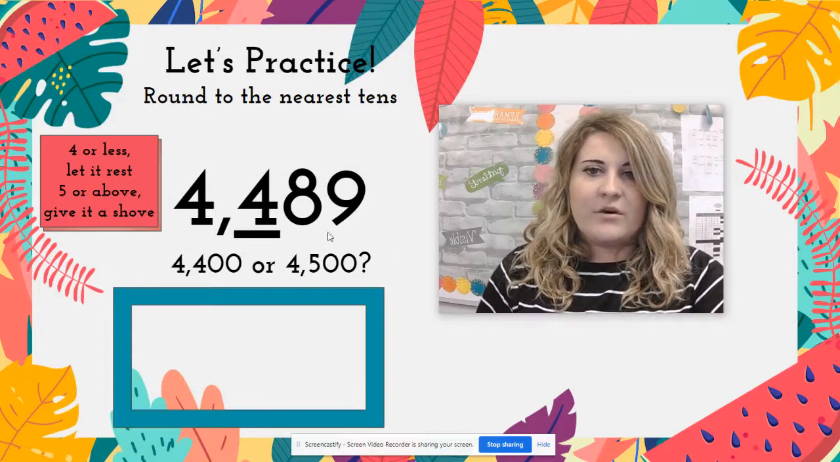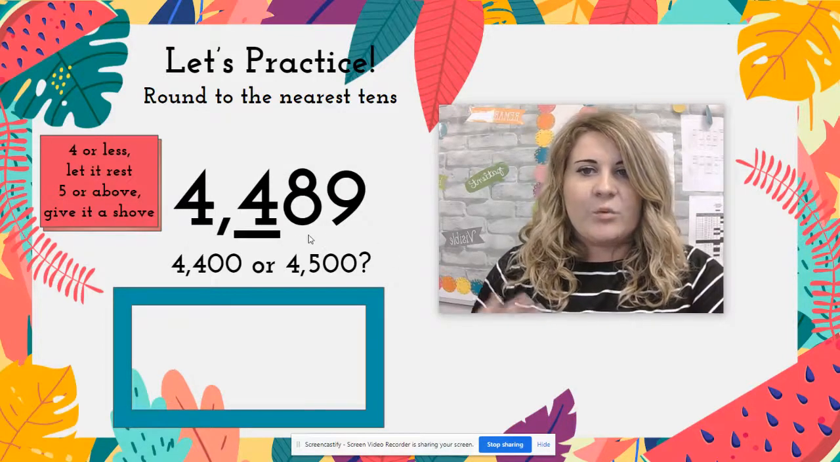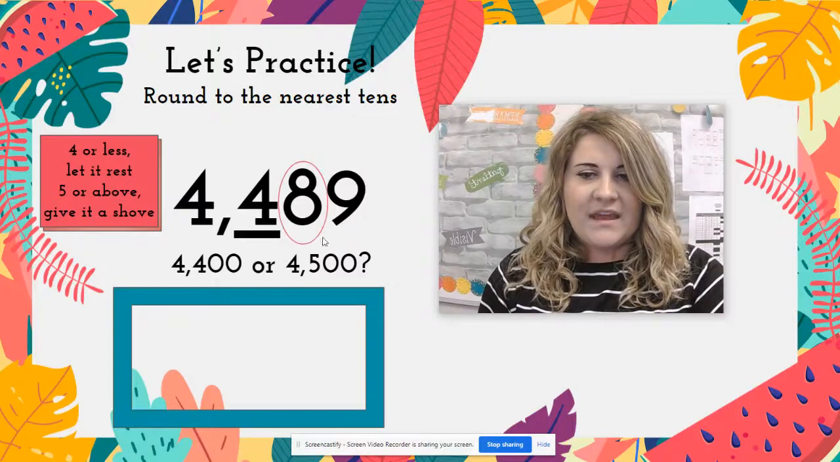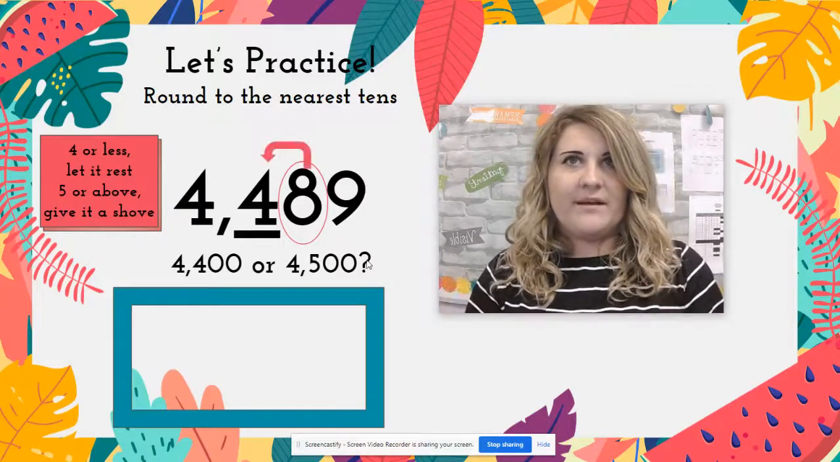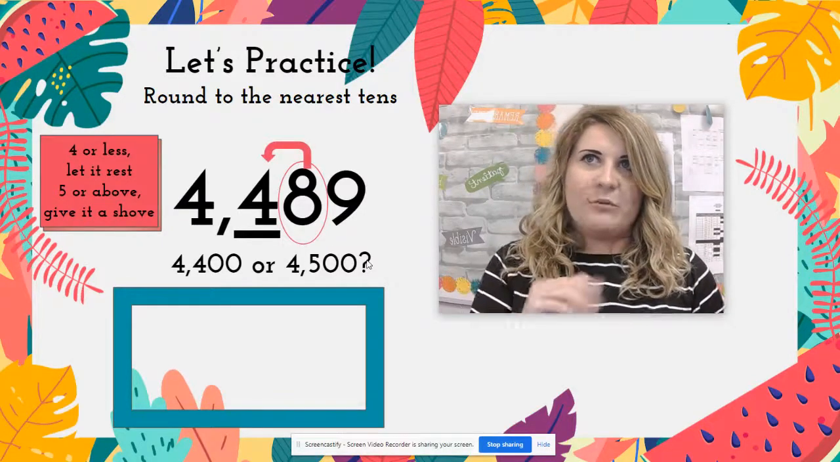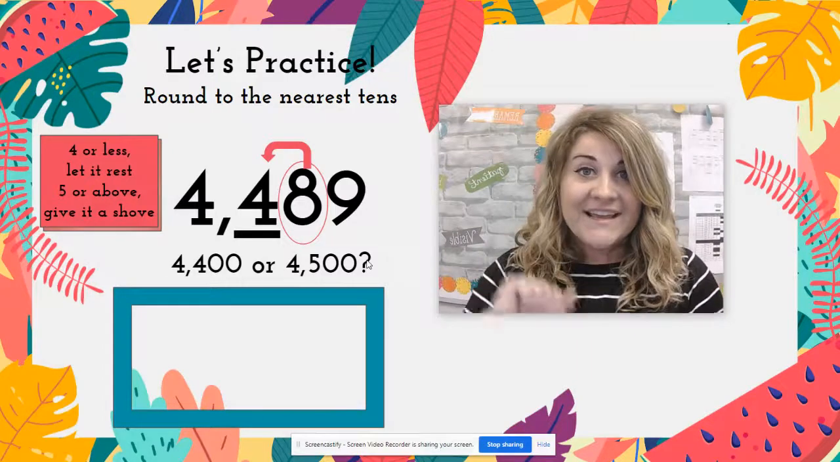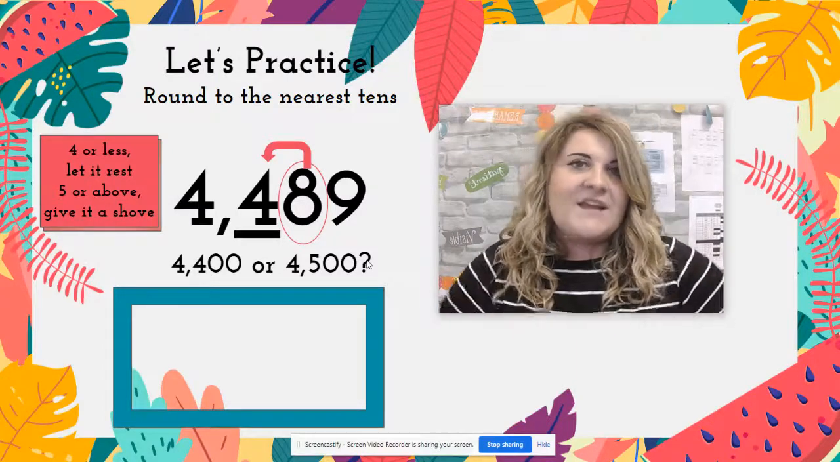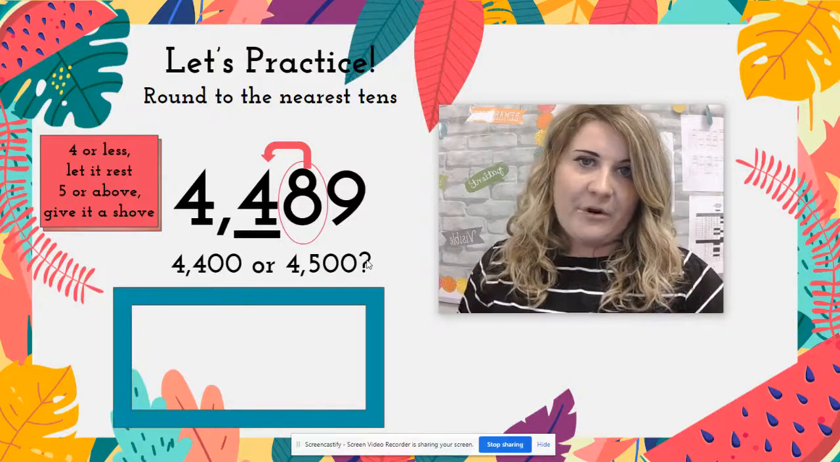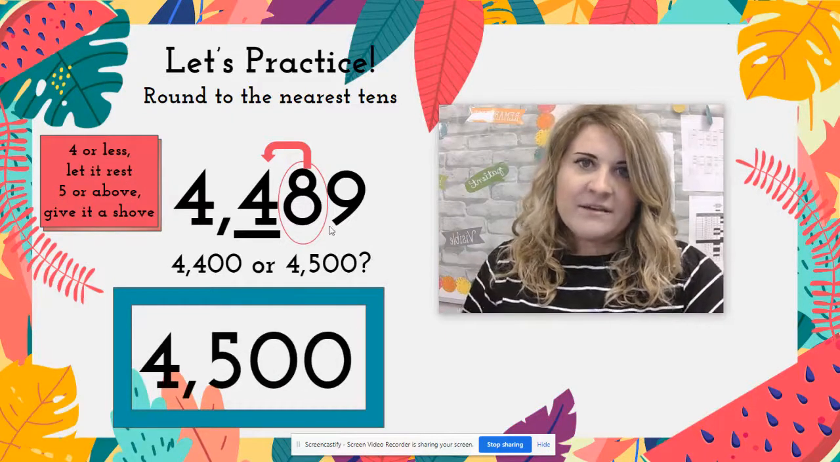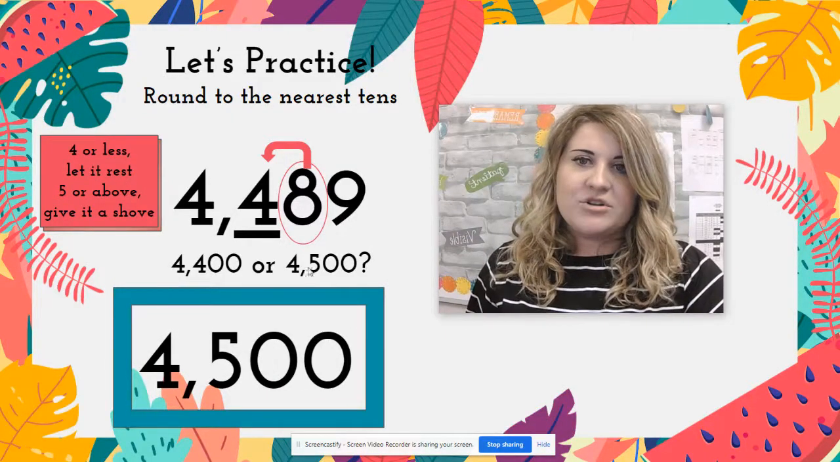Let's look at this number, 4,489. We're going to underline the 4, spotlight the 8. The 8 is going to tell the 4 to do what? Think to yourself, is 8 4 or less or 5 or above? It's 5 or above, so it's going to tell the 4 to give it a shove. What comes after 4? 5. The 8 and the 9 become zeros, and you drop this 4 straight down.